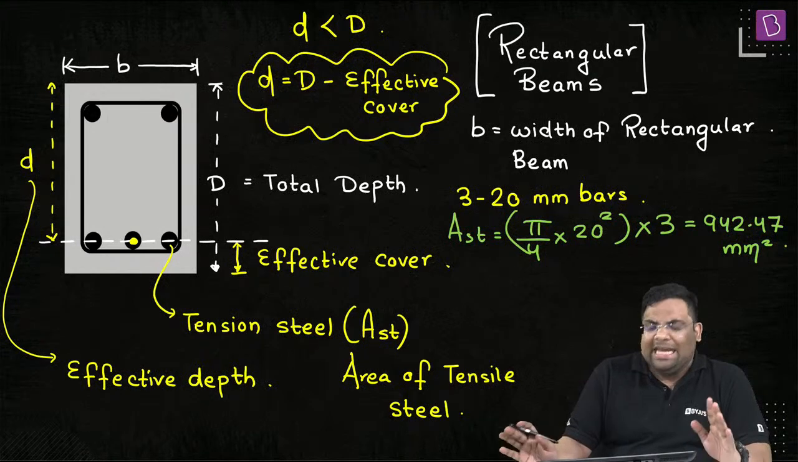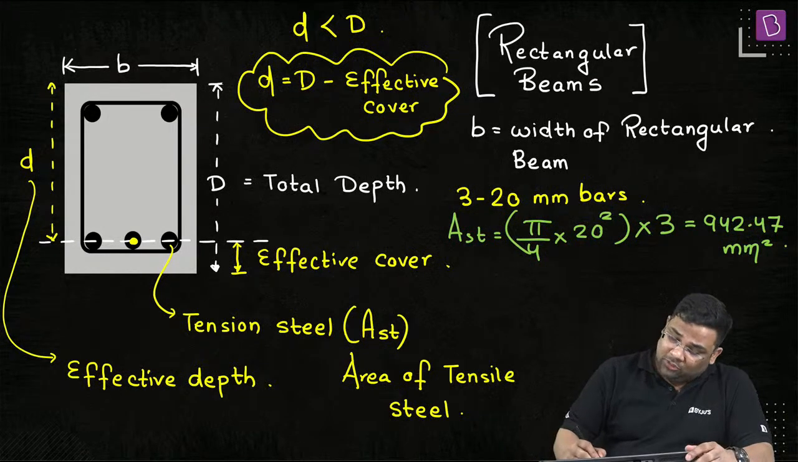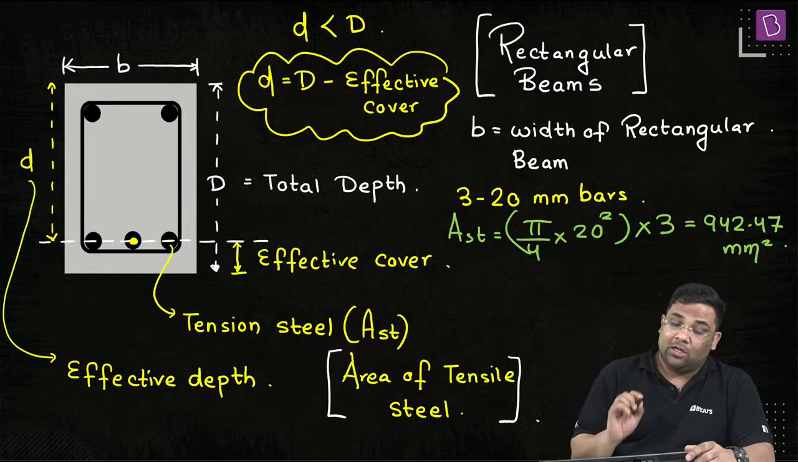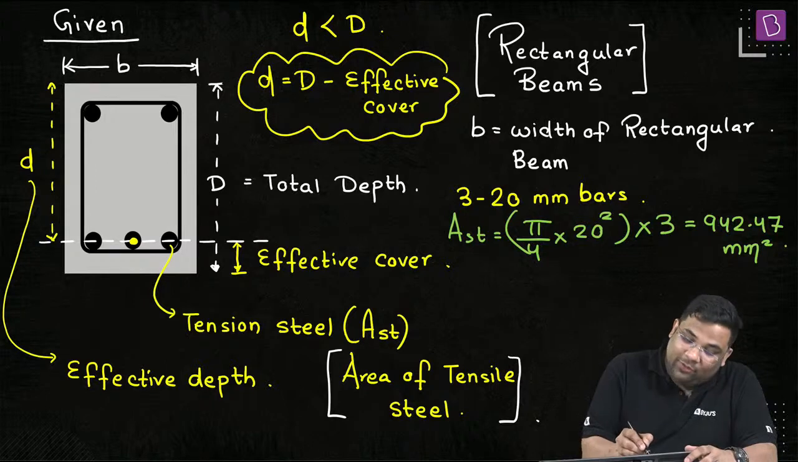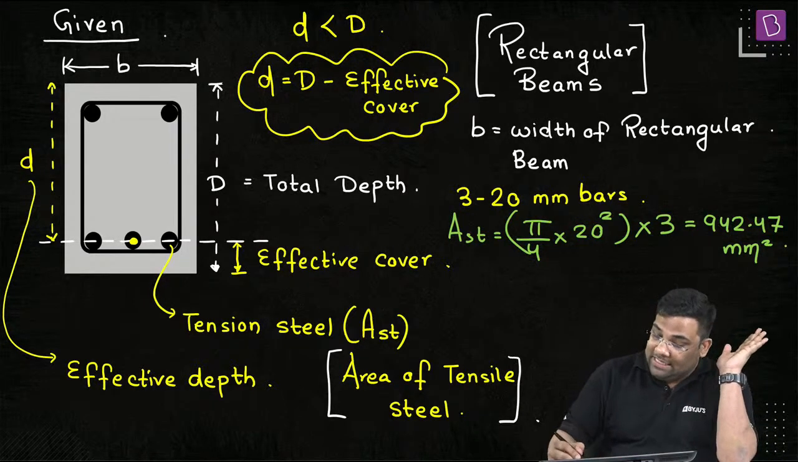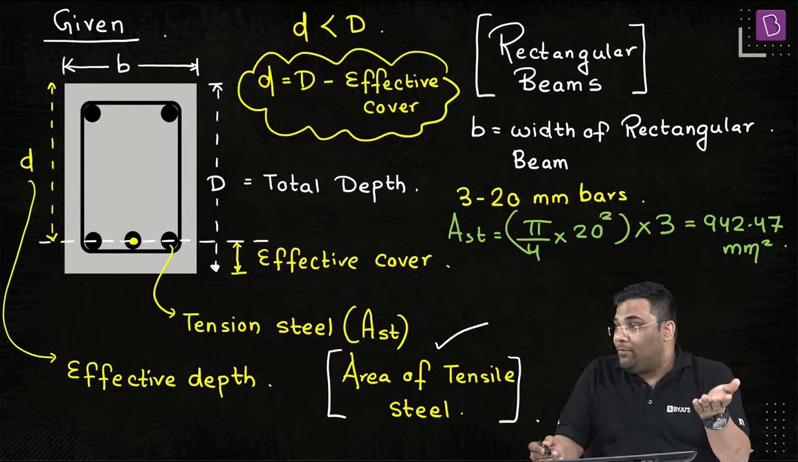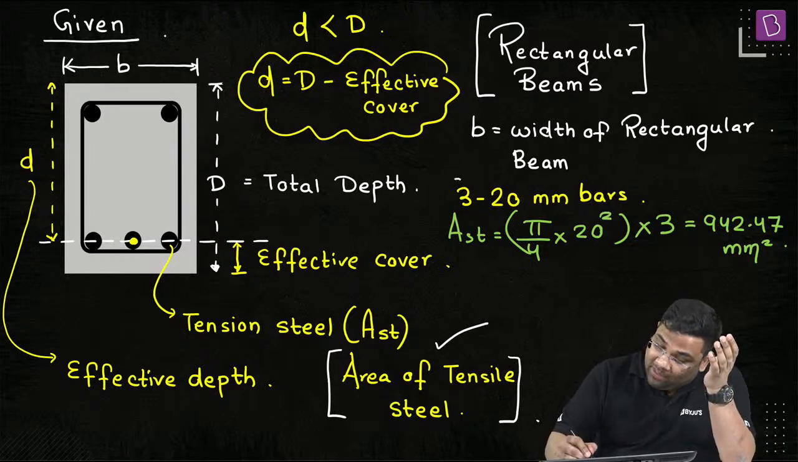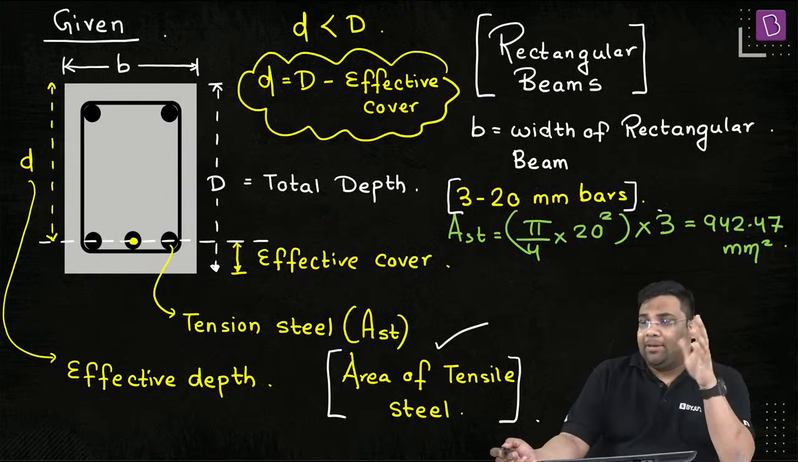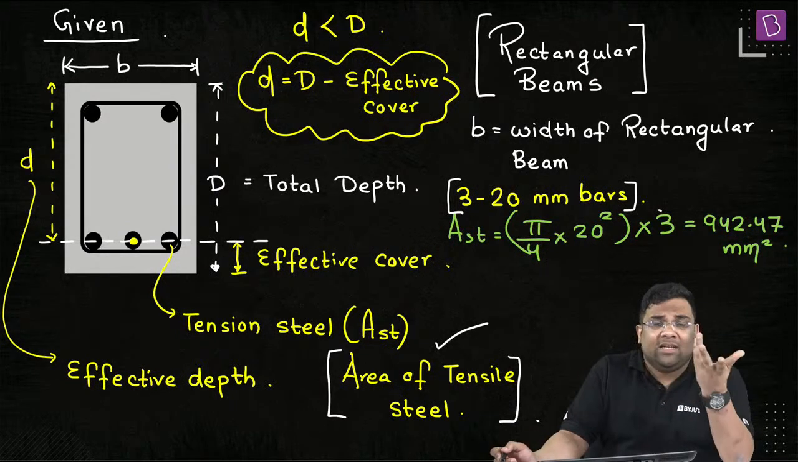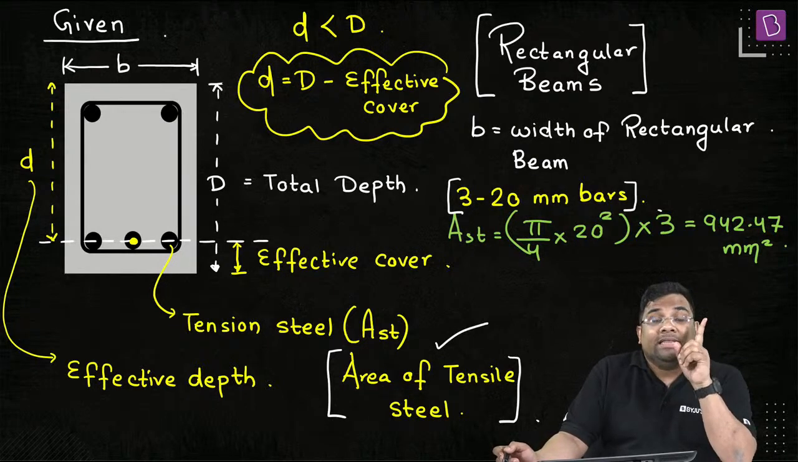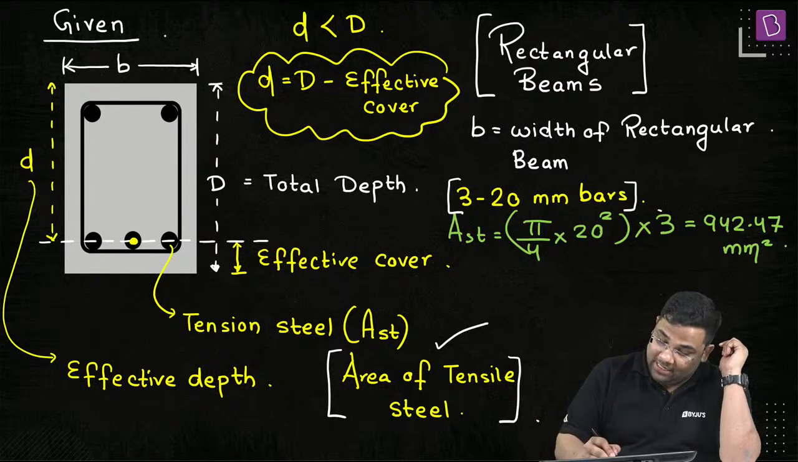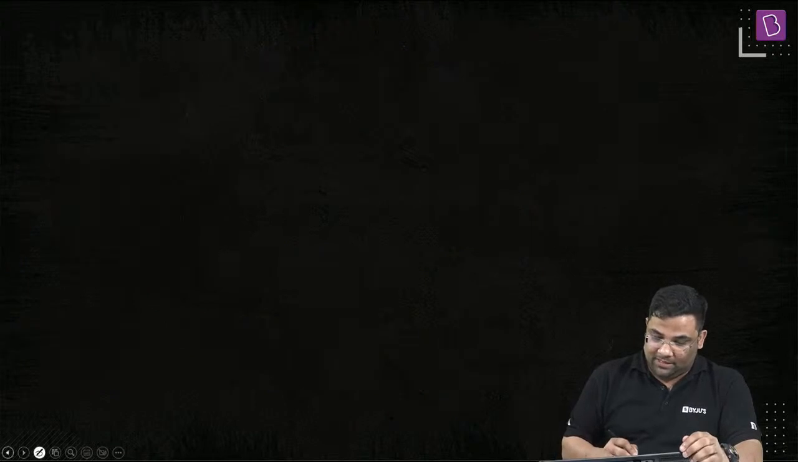So if I give you the dimensions of bars and the number of bars, you can easily find out the area of tensile steel. In the examination, all these things will be given to you. They might give you the area of tensile steel directly, or they might give you the number of bars and the diameter of the bars, from which you can easily find the area of tension steel. Now, they will be giving you the grade of steel. Suppose I am mentioning Fe415.